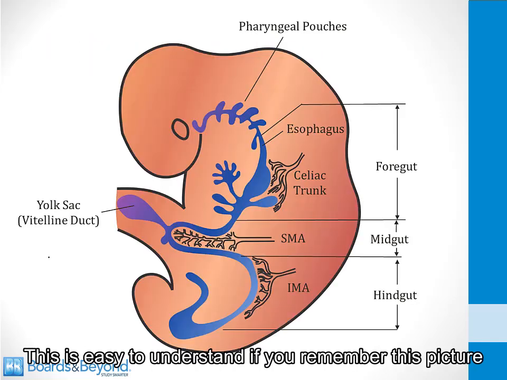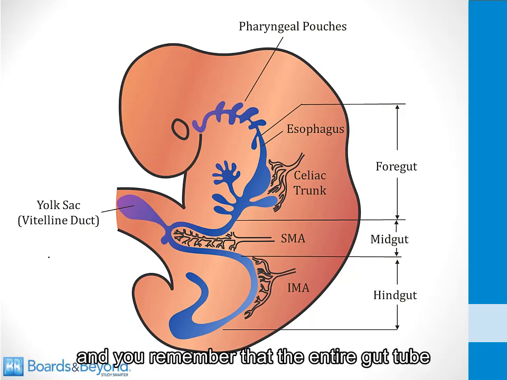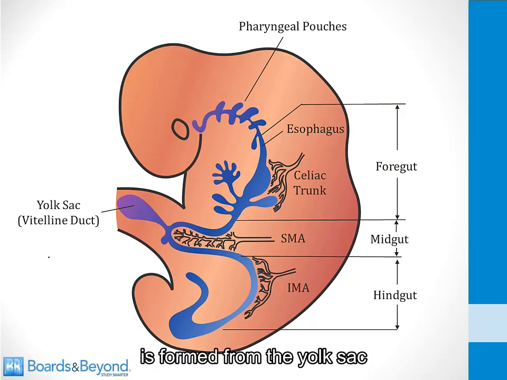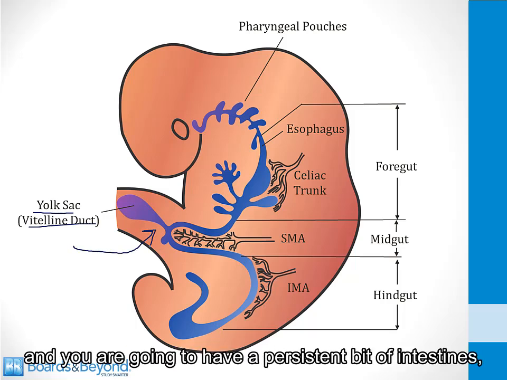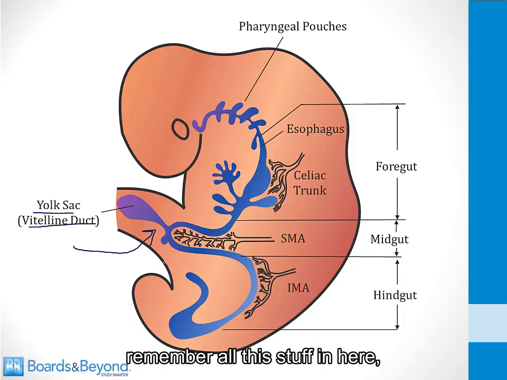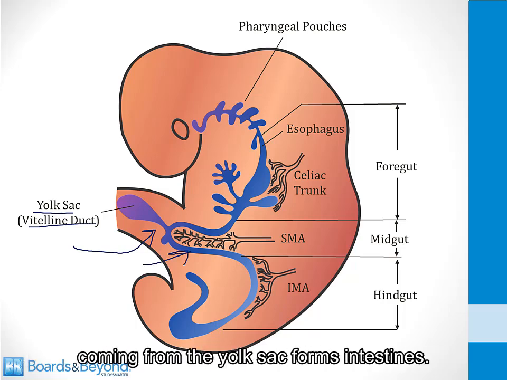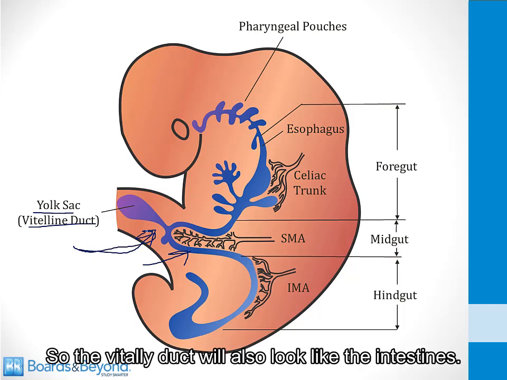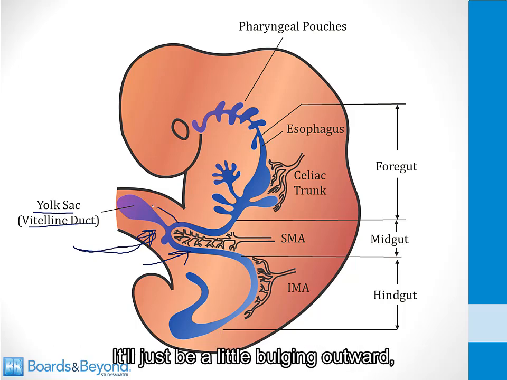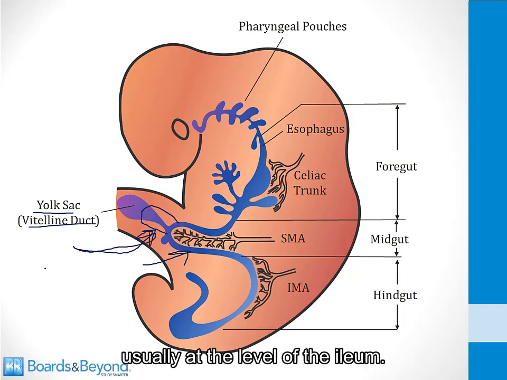This is easy to understand if you remember this picture and you remember that the entire gut tube is formed from the yolk sac, as is the vitelline duct shown here. So if the vitelline duct persists, then you are going to have a persistent bit of intestines. Remember, all this stuff in here coming from the yolk sac forms intestines, so the vitelline duct will also look like the intestines. It'll just be a little bulging outward, usually at the level of the ileum.